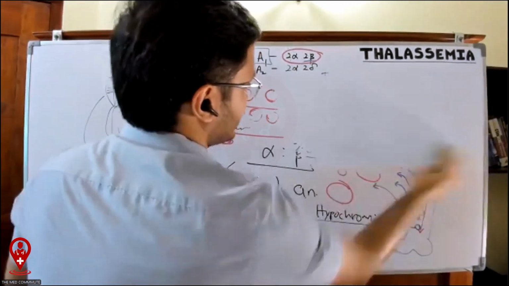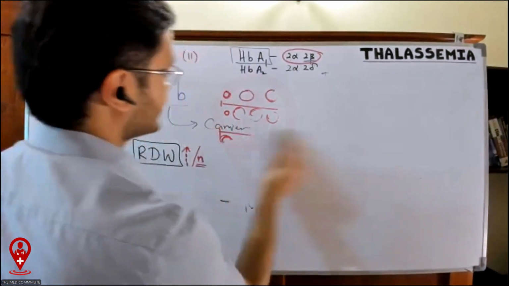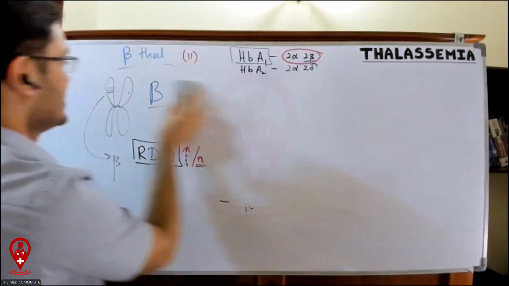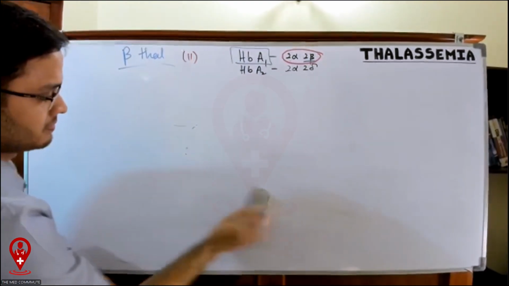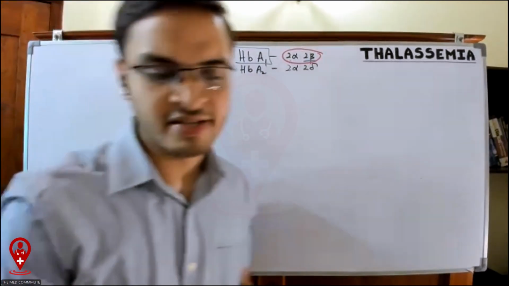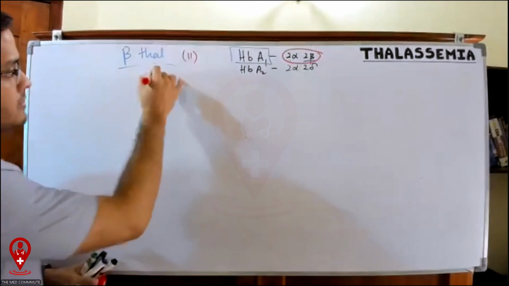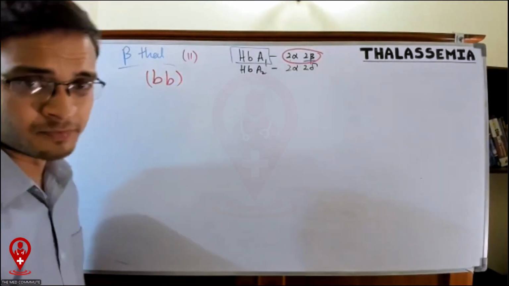So we are done with beta thalassemia trait, beta thalassemia minor. Let's go to beta thalassemia major. What is happening here, guys? This is the homozygous. What did we say? The simple B, right? So what is happening?